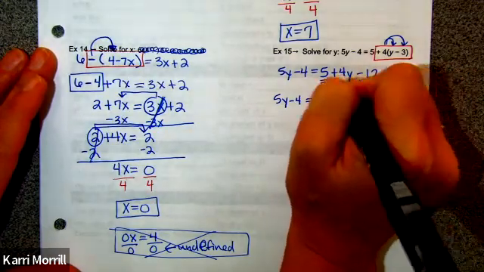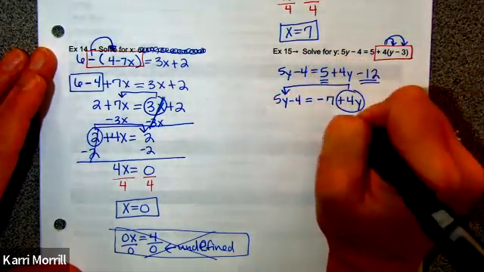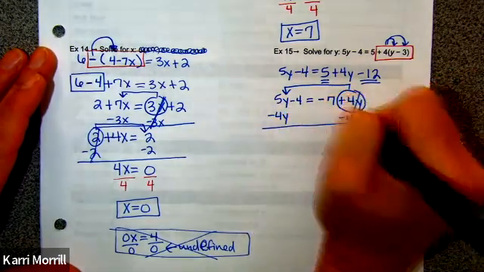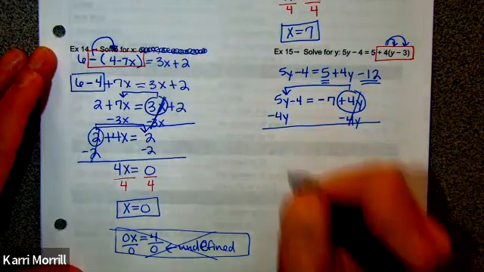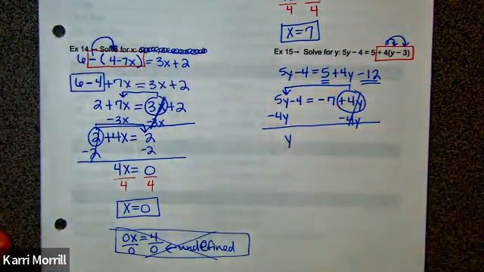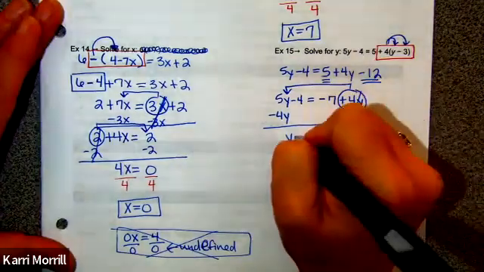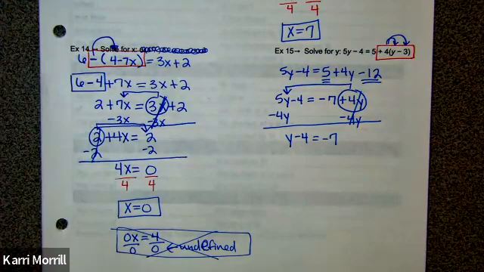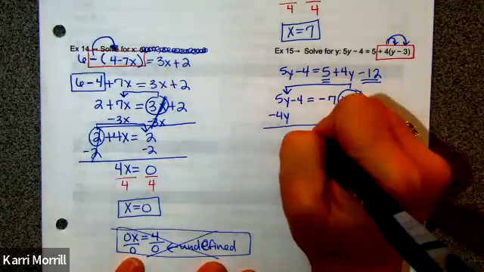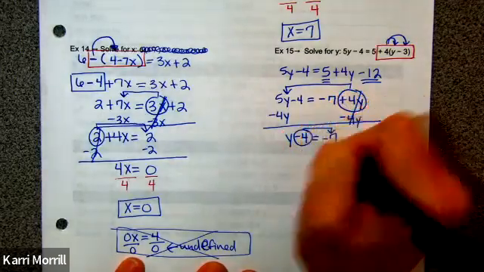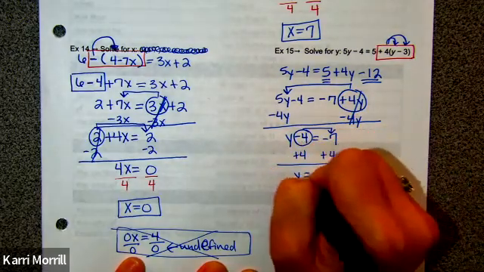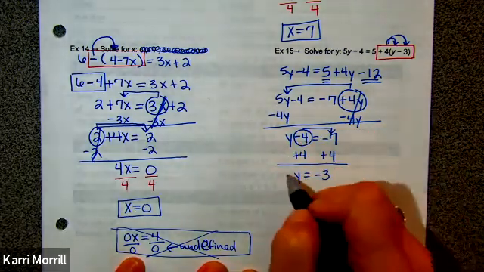I'm choosing to move my 4y first. I'm going to do that by subtracting my 4y, so 5 minus 4 is 1. Remember, we don't have to put those understood ones. And then bring down minus 4 equals negative 7. Then we're gonna start moving those constants to the other side. We have a minus 4 that needs to go over here, so we would add 4. So y equals a negative 3.